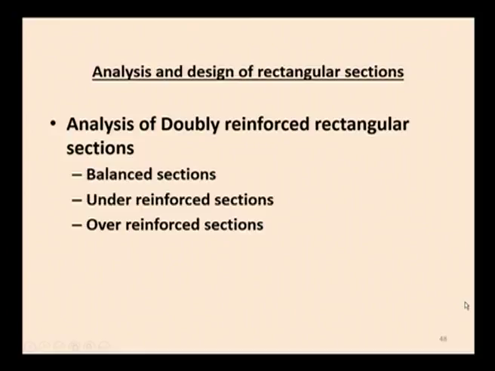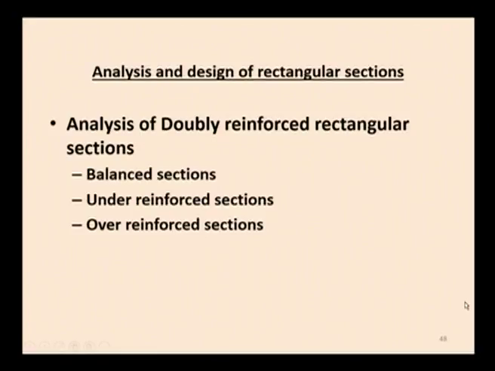We have already seen what we mean by balanced sections. The sections are designed based on the assumption that the stresses in concrete and steel reach their maximum permissible stresses at one and the same time. Both the materials are stressed to their fullest allowable stresses at the same time. Such a section is called a balanced section.